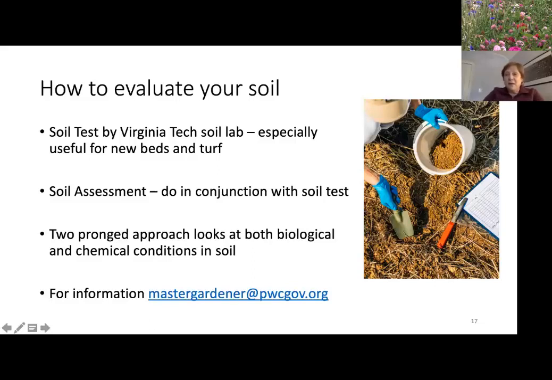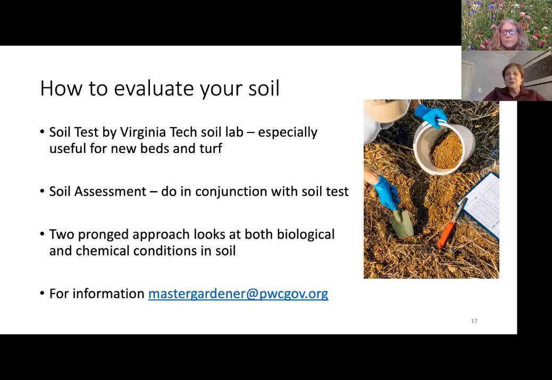If you're concerned about soil and you actually want to have some numbers on how good your soil is or what needs to be done with it, the first thing we would recommend would be a soil test by the Virginia Tech Soil Lab. This is especially useful if you're dealing with turf grass or you're deciding to put in new planting beds. Now, you'll see there's an email at the bottom of the page. You're going to see that email over and over again because that's where you can get information and a soil test kit. So you might want to note that email. That's your source of information.